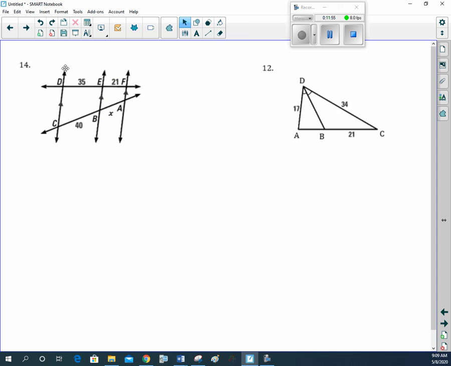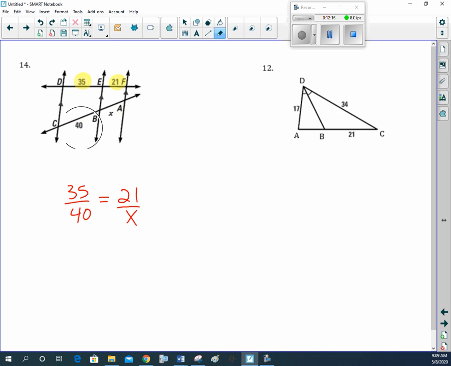So my pattern proportional wise, I could go top to bottom. I could say 35 to 40. That could work. But remember, we got to keep the pattern. So since I started with a 35, I'd have to go 21 to x. That's one way to set it up.